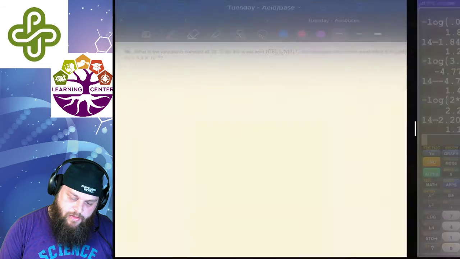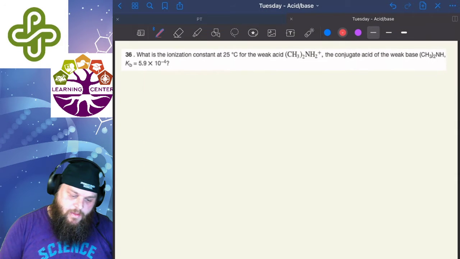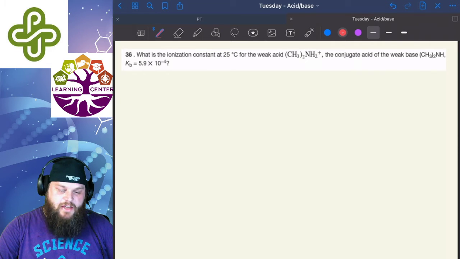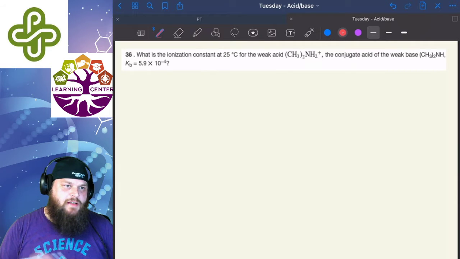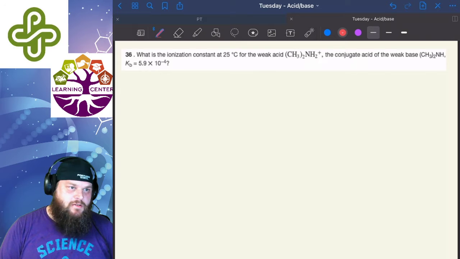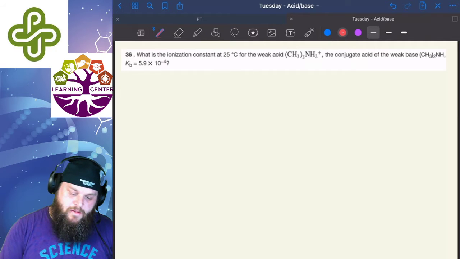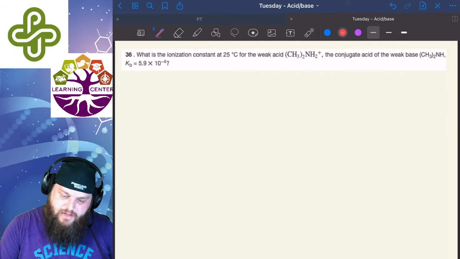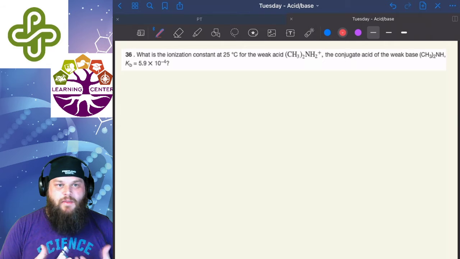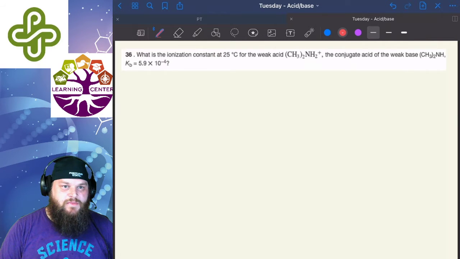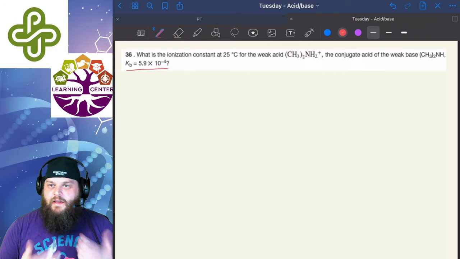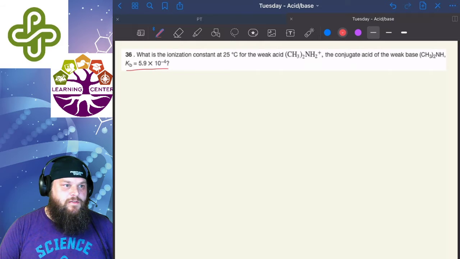So for part number 36 here, they say, what is the ionization constant at 25 degrees Celsius for the weak acid (CH3)2NH2+? So that's going to be dimethylamine, where there's 2 methyl groups attached to an amine, and it's the conjugate acid of the weak base (CH3)2NH. So that's dimethylamine where it lost one of its hydrogens. And it gives us this Kb value there. So the constant of the base is 5.9 times 10 to the 4th.